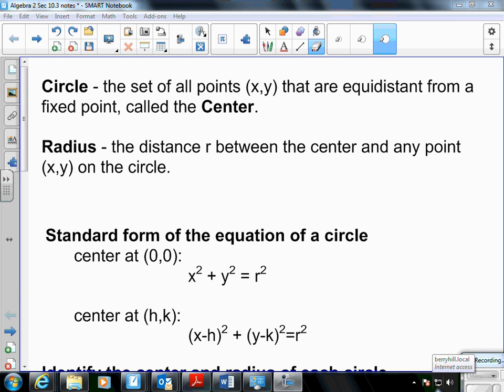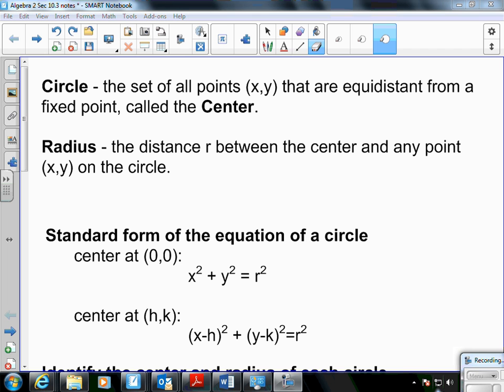Section 10.3, which is about circles, equations of circles, and graphs of circles. So what is a circle? It's a set of all points x and y that are equidistant from a fixed point called the center. So you've got one point in the center, and every point that's the exact same distance from that point will create a circle. The radius is the distance r between the center and any point on the circle.